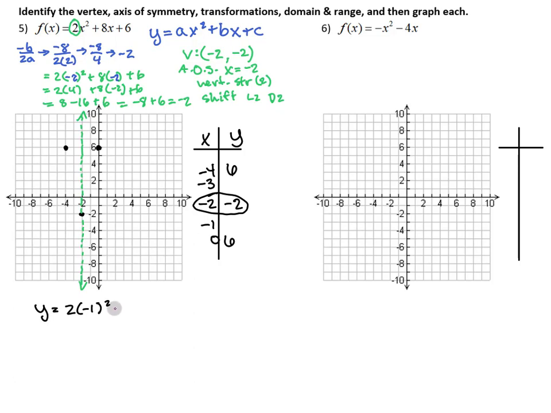So 2 times negative 1 squared plus 8 times negative 1 plus 6. Order of operations, exponent first. That becomes positive 1.